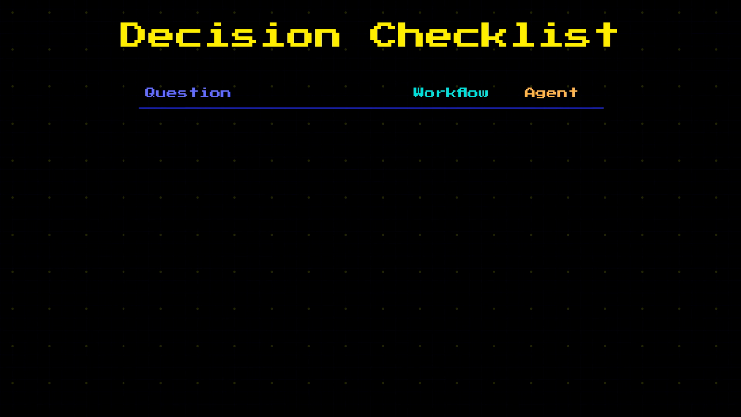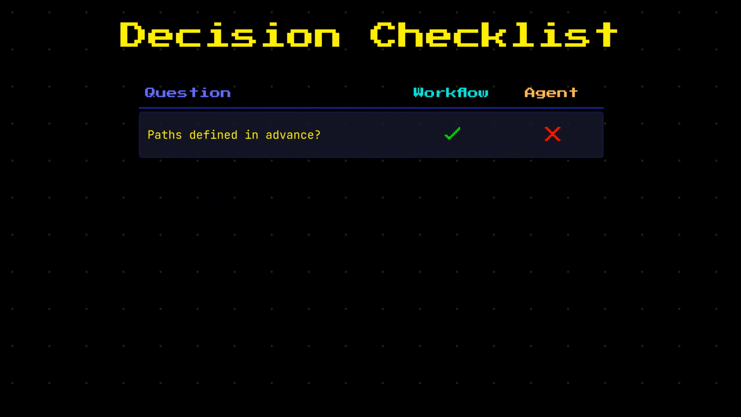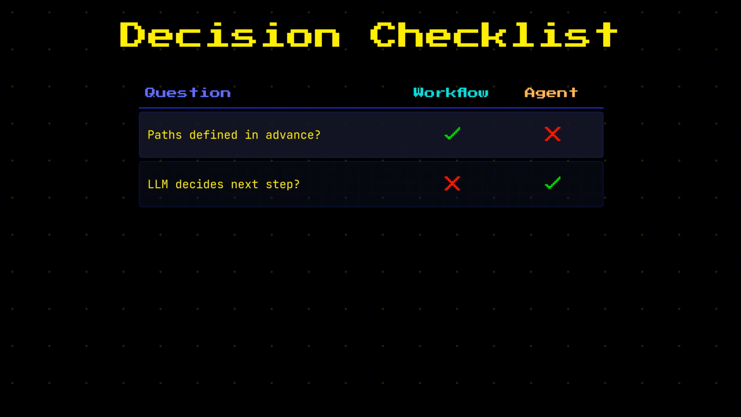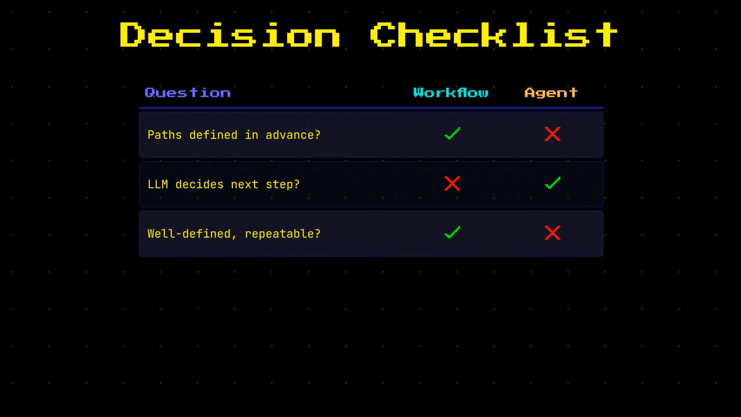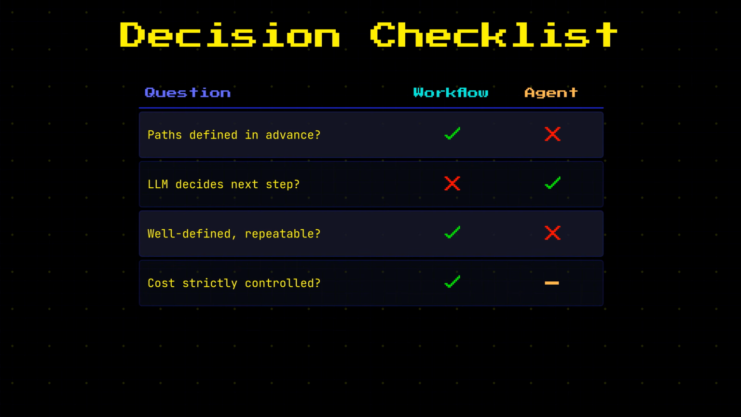First, can I define all possible paths in advance? If yes, choose workflow. If no, choose agent. Second, does the LLM need to make decisions about what to do next? If yes, choose agent. If no, choose workflow. Third, is this a well-defined, repeatable task? If yes, choose workflow. If no, choose agent. Fourth, does cost need to be strictly controlled? If yes, choose workflow, or at least add guardrails to the agent. Answer these 4 questions and you'll know which tool to build.